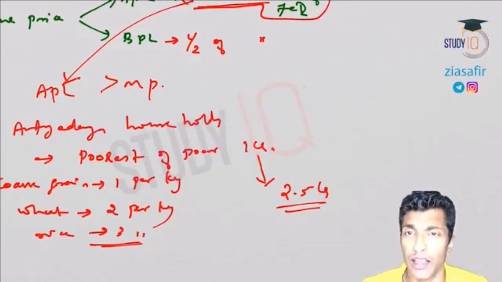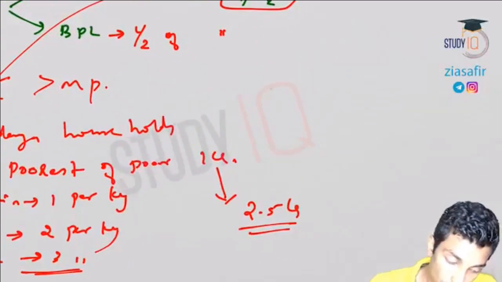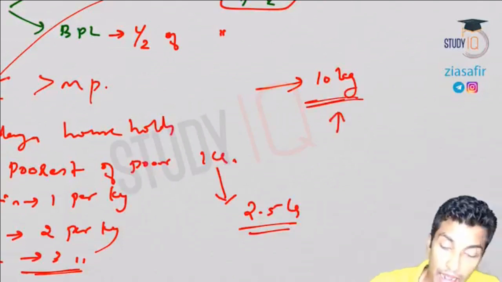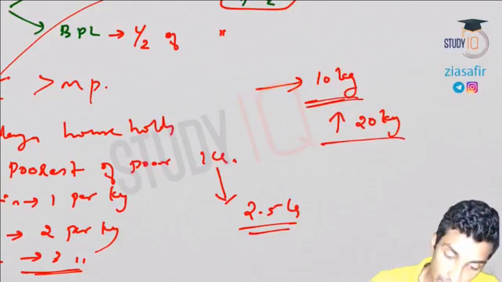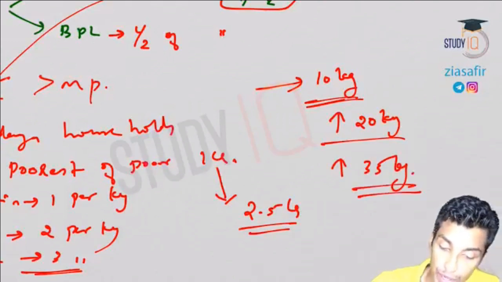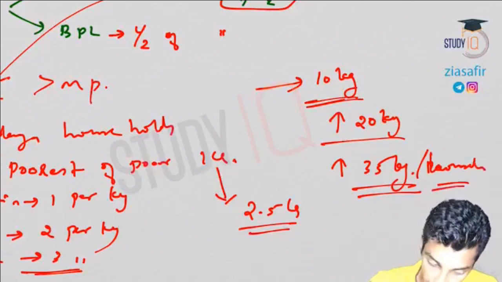Some changes are there in the National Food Security Act. We'll be discussing that shortly. So what is the allocation? Allocation initially was 10 kilogram, and it was later increased to 20 kilogram. Now currently it is 35 kilogram per household.